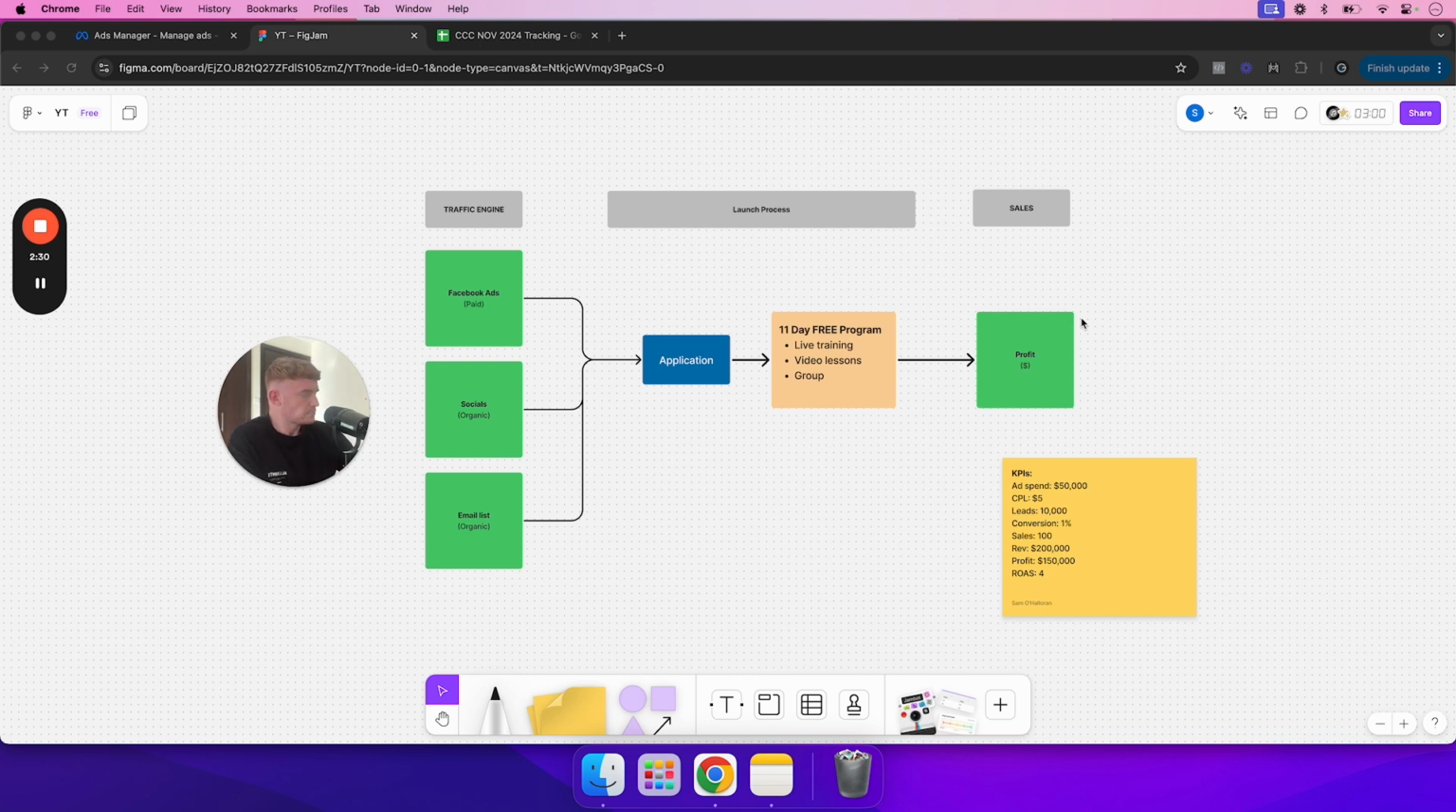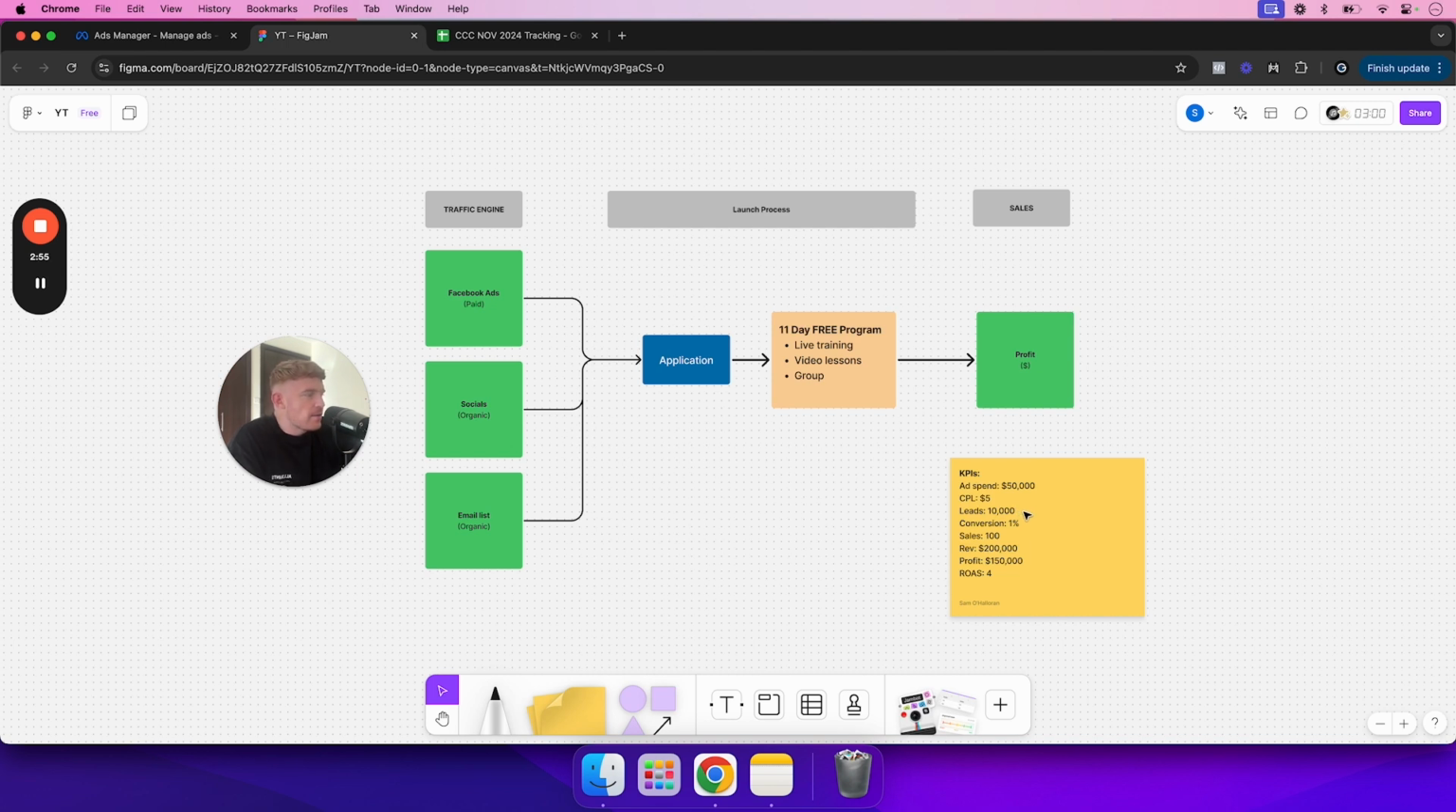So this is just some really basic KPIs that we're looking to achieve over the next couple of weeks. I'll run through it quickly and I'll explain some of them. So ad spend, it's just $50K for this launch. Cost per lead, the KPI for this client would be about $5 per lead, or per someone who fills out the application. So that would be about 10,000 leads if my math is right.